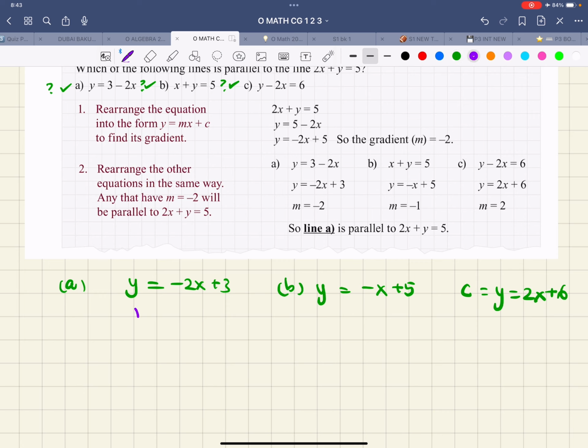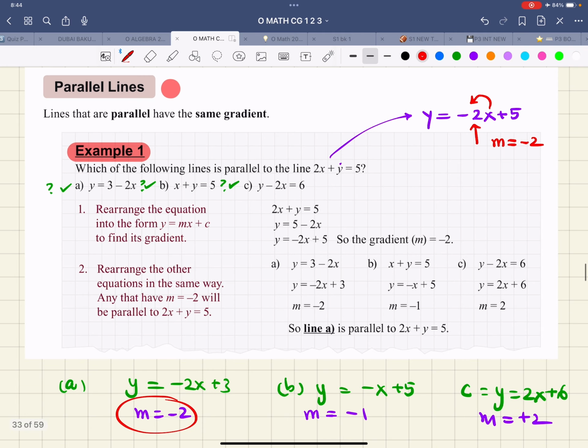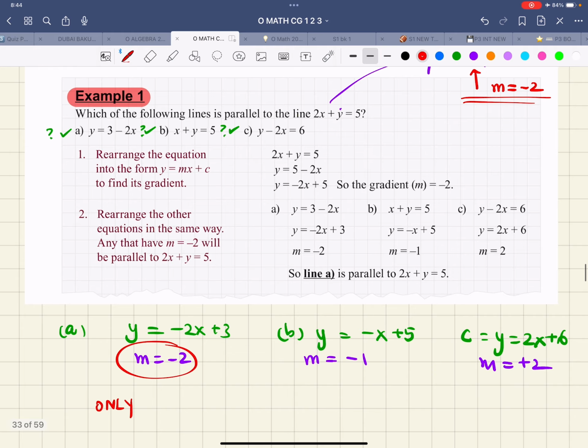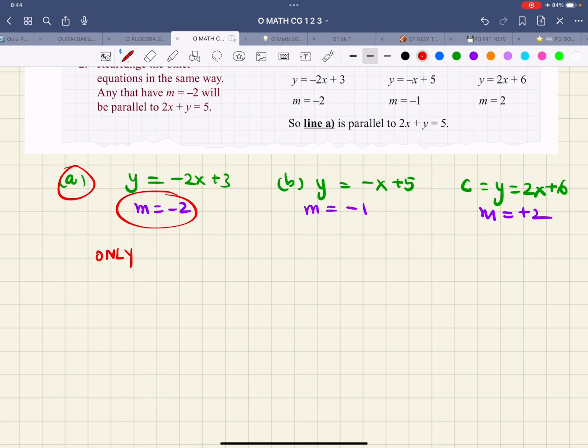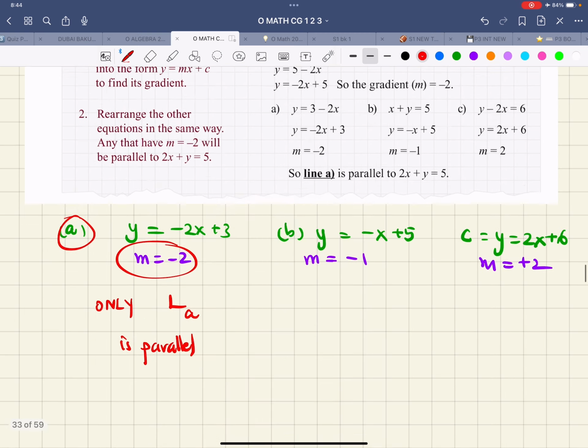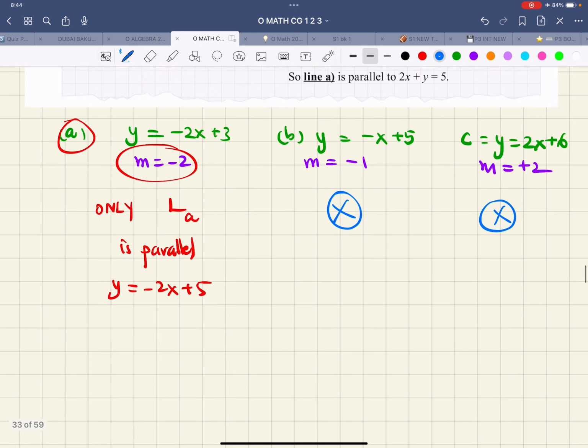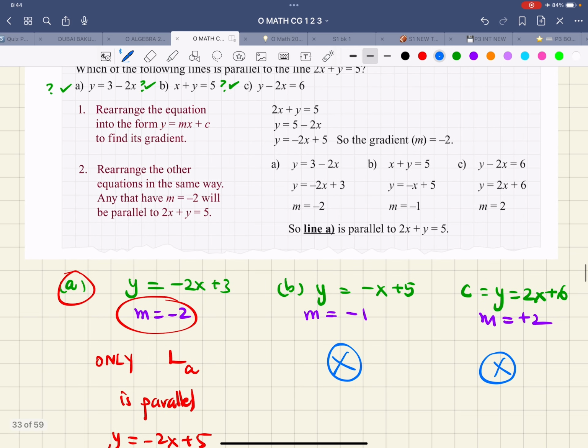So over here, the gradient is negative 2. Over here, the gradient is negative 1. Over here, the gradient is plus 2. Since only this has a gradient of negative 2, therefore only this line, which they have not labeled, let me label it according to the part. Line A is parallel to the line y equals negative 2x plus 5. This is not parallel, this is not parallel. Why? The gradient is not the same.